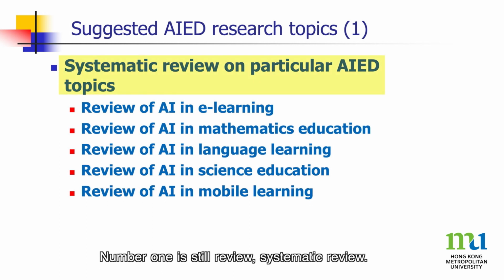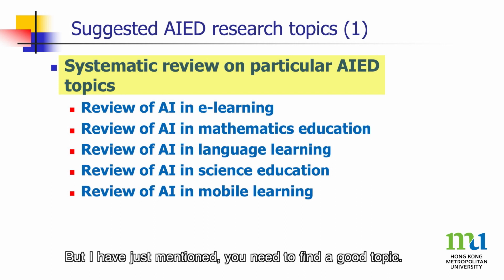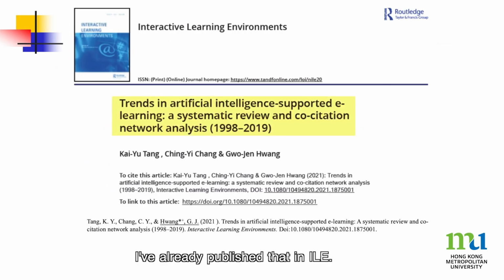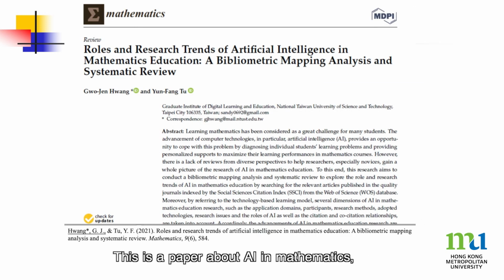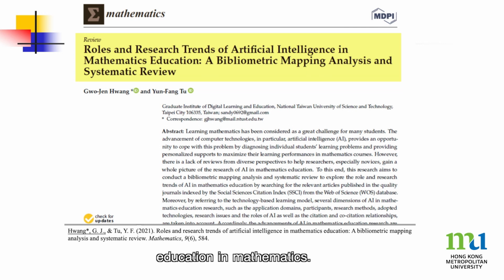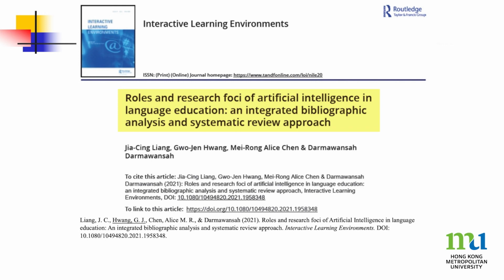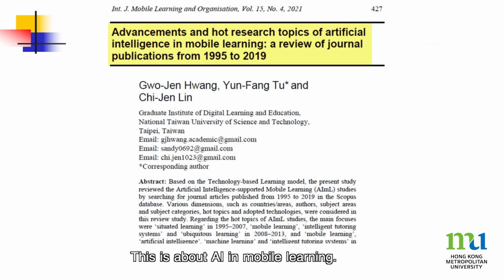Number one is still review, systematic review. But as I have just mentioned, you need to find a good topic. And this is what I have done. AI e-learning, I published that in ILE. And this is a paper about AI in mathematics education. And this is about AI in language learning, also in ILE. This is about AI in mobile learning.